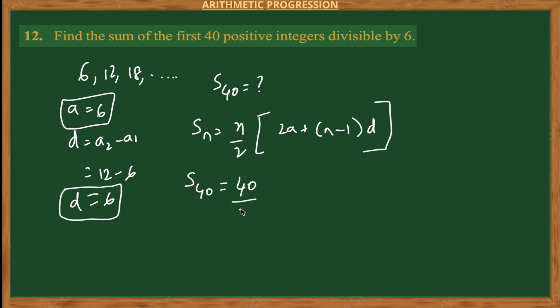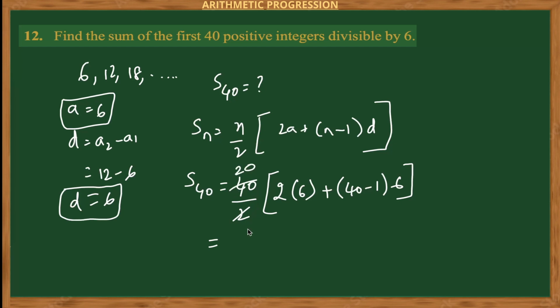n is, we know, 40, divided by 2, into 2a, which is 6, plus n minus 1, what is n here? n is 40, minus 1 into d. d we got as 6. Further solving, 2 ones are 20, so we got 20. 2 sixes are 12 plus 40 minus 1, which will get 39 into 6.